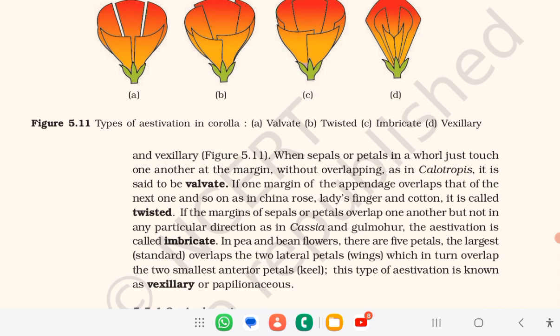As shown in figure 5.11, in pea and bean flowers, there are 5 petals. The largest, the standard, overlaps the two lateral petals, the wings, which in turn overlap the two smallest anterior petals, the keel. This type of aestivation is known as vexillary or papilionaceous.